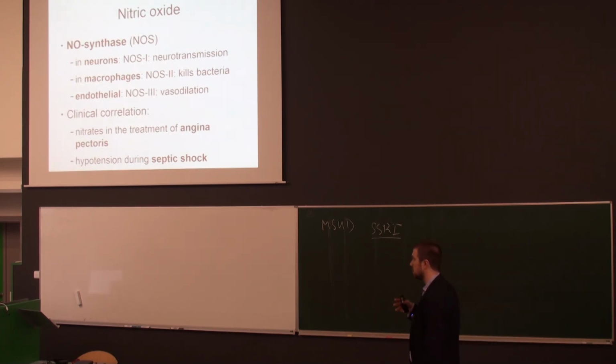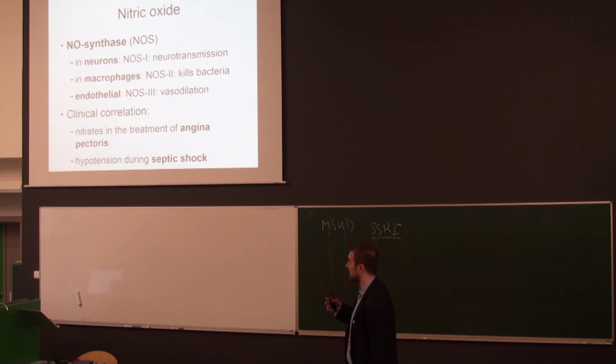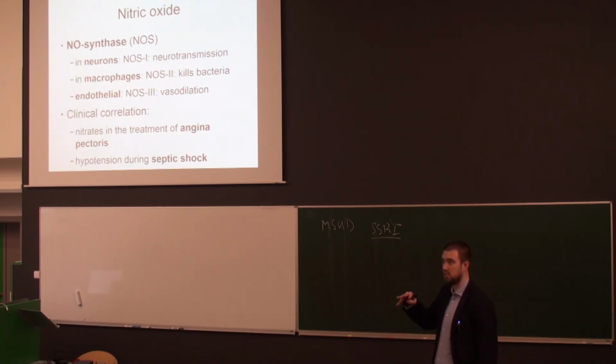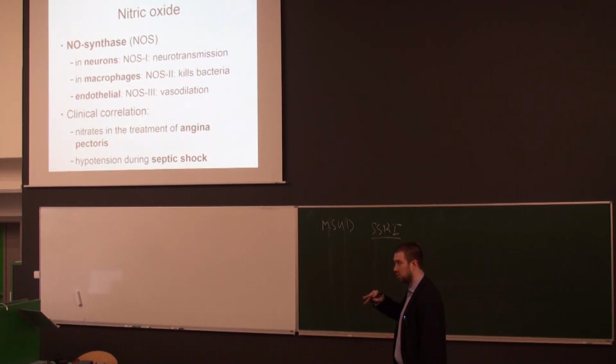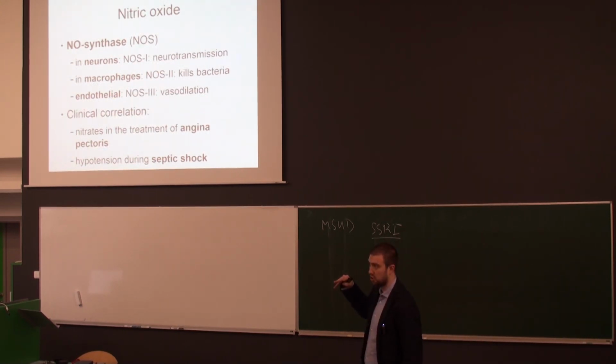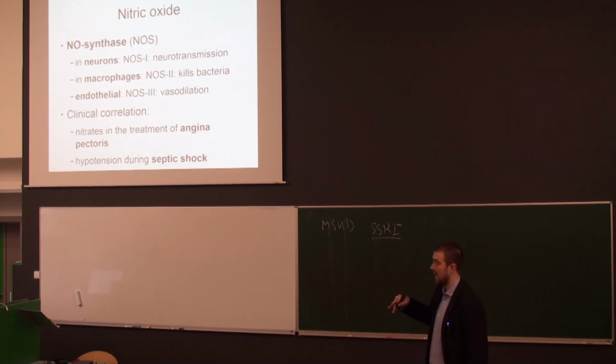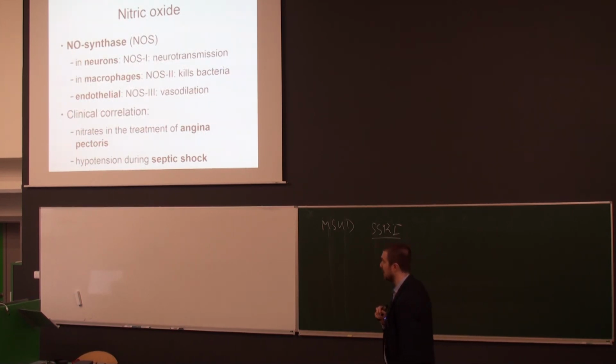And in these patients, one of your problems will be that they typically have very low blood pressure. And we call this septic shock. That means the situation when the circulation is not able to keep adequate blood pressure to enable the nutrition of your tissues. And one reason that stands behind this is the production of nitric oxide.